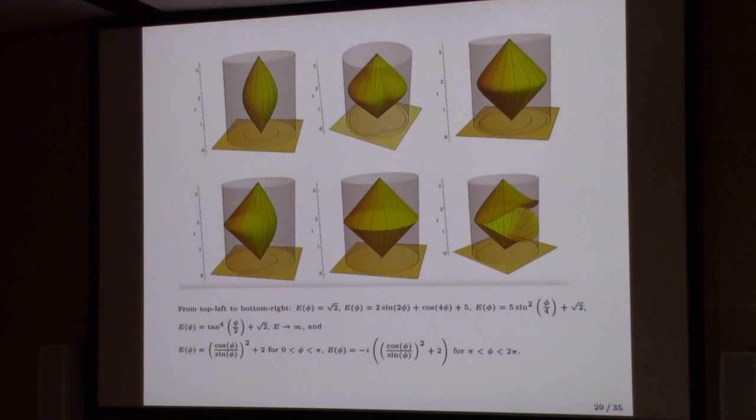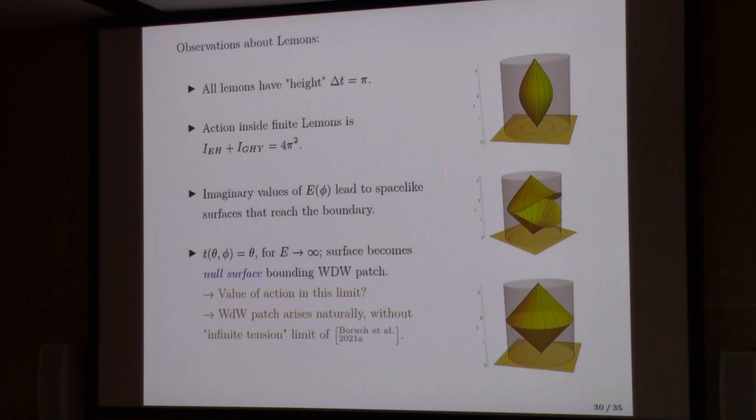And here you see these surfaces for various possible choices of this function E of phi. So we can make a few observations actually. First of all, lemmas have this fixed height in the time coordinate that equals pi, so they start at a conical singularity and then they simply expand and collapse again and end at a conical singularity.